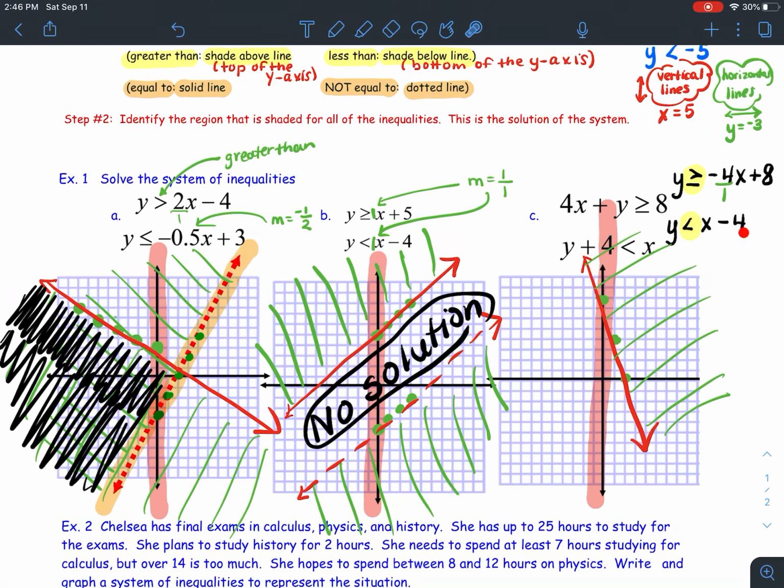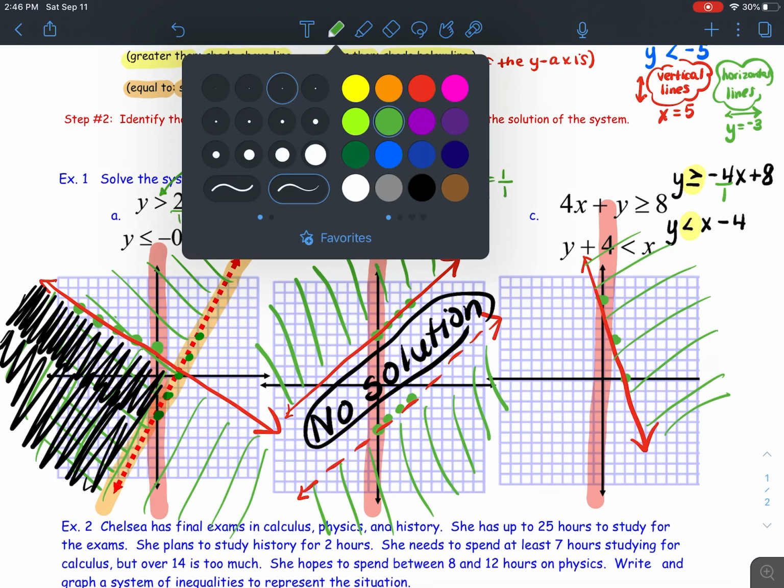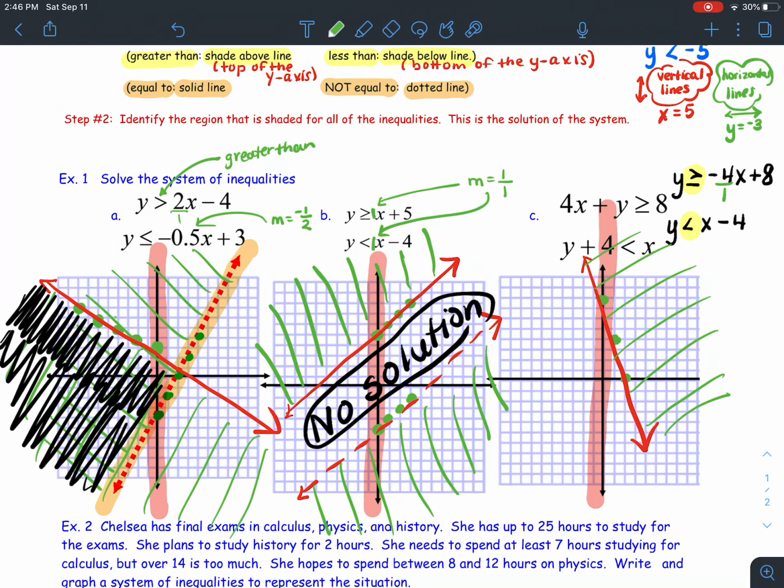Okay, now I'm looking back at the equation that I've rearranged, solved for y. Y-intercept, -4. So I'm down here, 1, 2, 3, 4. This one is having a slope of 1 over 1. I look closely at my symbol, no equal to bar, so this is going to be dotted.